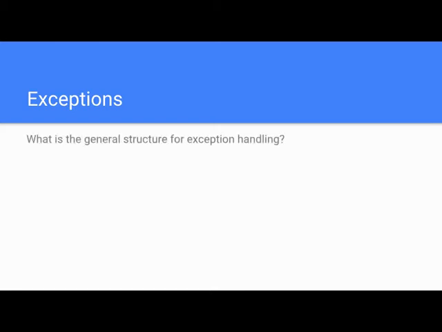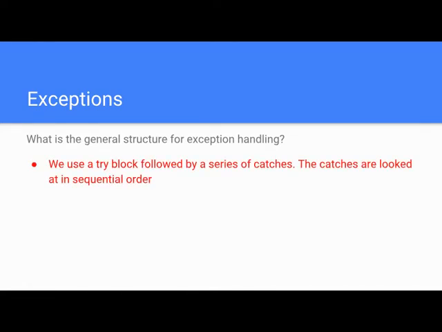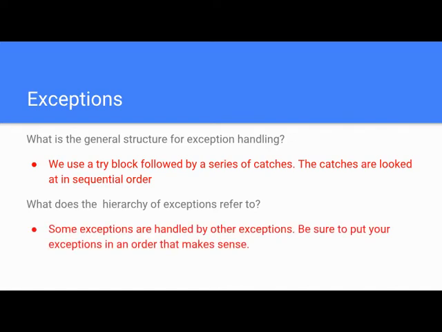Okay, so what is the general structure for exception handling? The general structure is a series of catch blocks. You've seen this before, and we'll go over it on the next slide as well. We also talk about a hierarchy of exceptions when we talk about exception handling. The hierarchy of exceptions shows how some exceptions are classified as within the general exception. So let's look at this on the next slide.